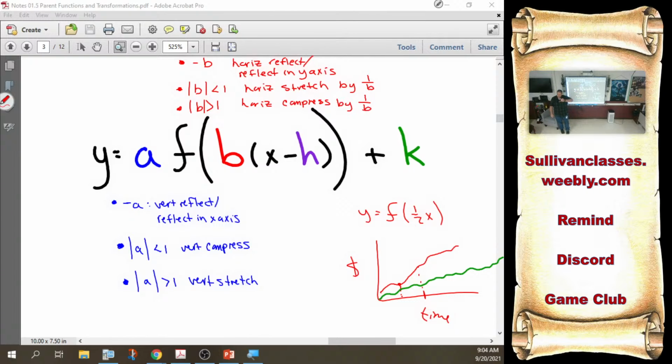By the reciprocal. So if I put a half in here, if I cut my input in half, doesn't it stretch the graph out and take twice as long to get where I'm going? What happens if instead you double your hours? Doesn't it now take you half as long to save that money? Okay, so it always has the opposite effect when you mess directly with the input.